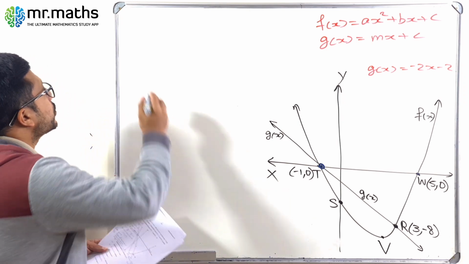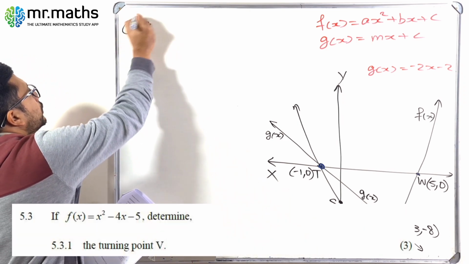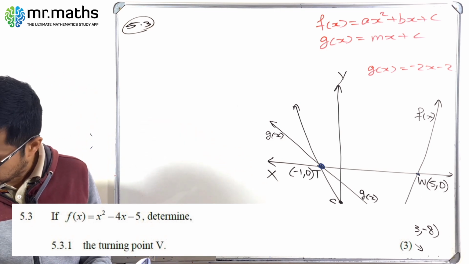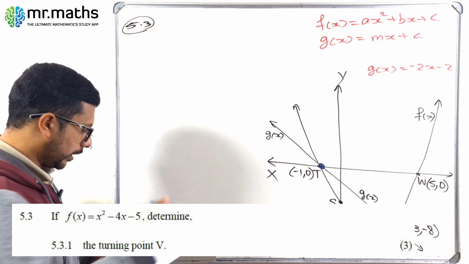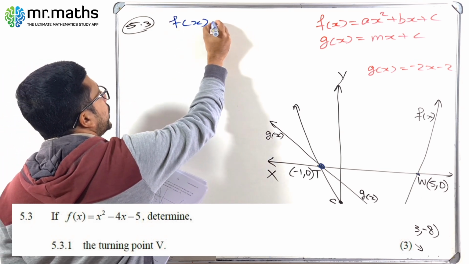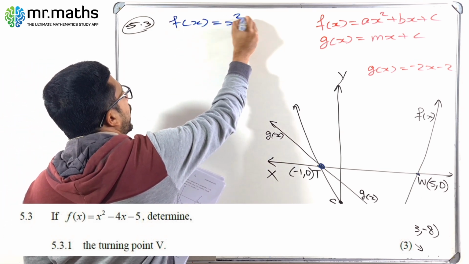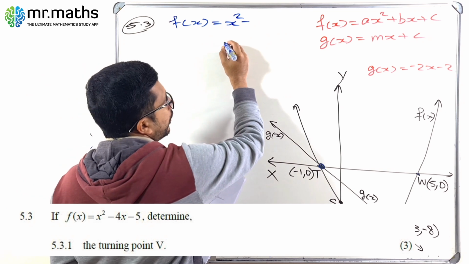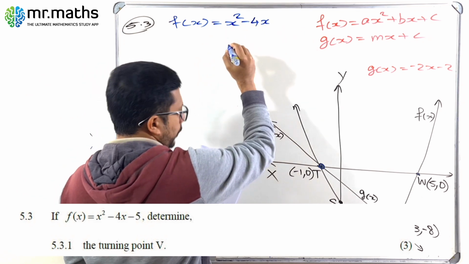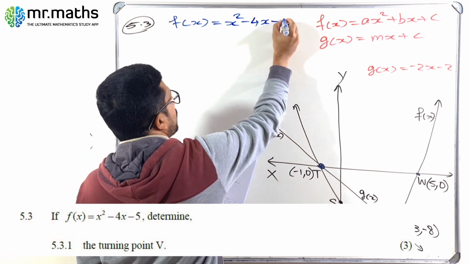Okay, let's move to the next question, 5.3. What is that question? If f of x is equal to x square minus 4x minus 5. So in this question, they already give f of x is x square minus 4x minus 5.